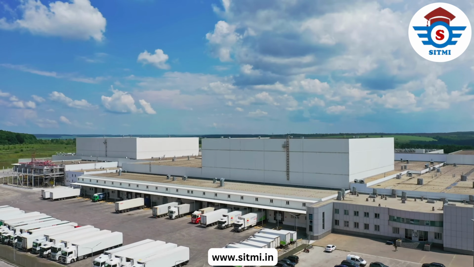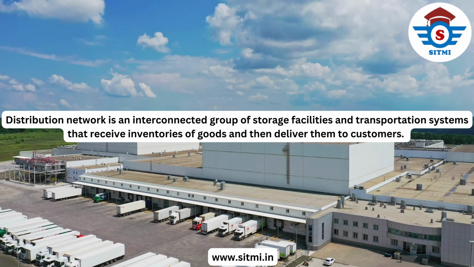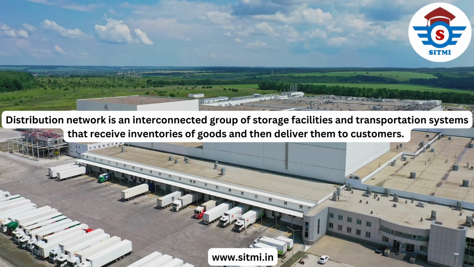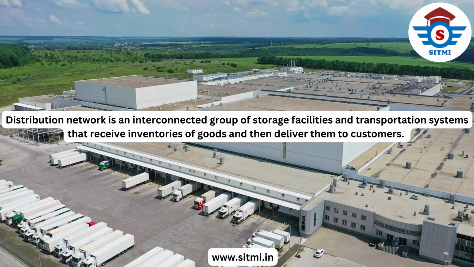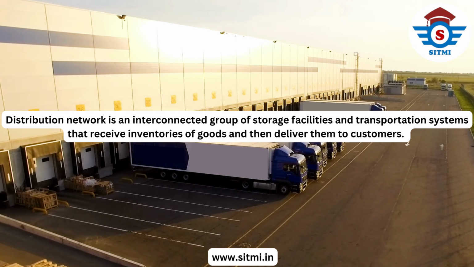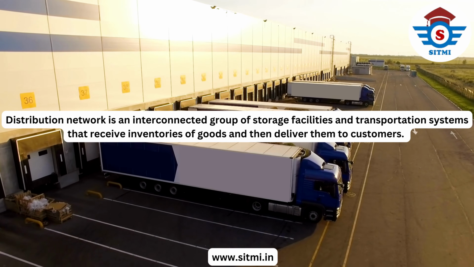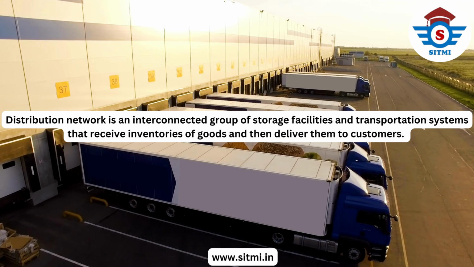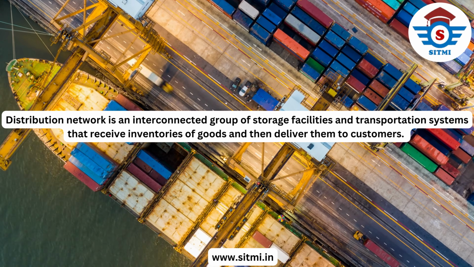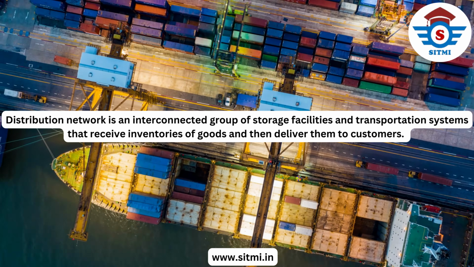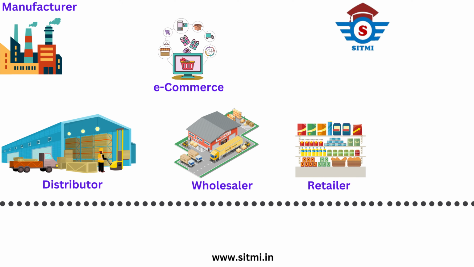Now let's talk about the distribution network. A distribution network is nothing but an interconnected group of storage facilities and transportation systems that receive inventories of goods and then deliver them to the customers. So this is a simple definition of a distribution network. Now the distribution network consists of distribution channels, and let's see what the different distribution channels are.